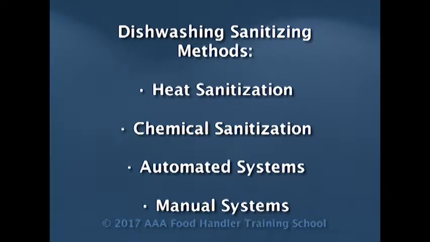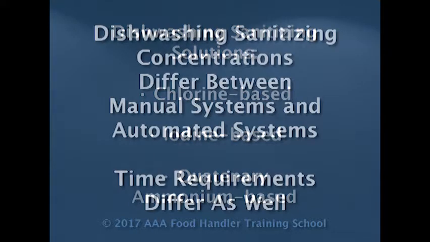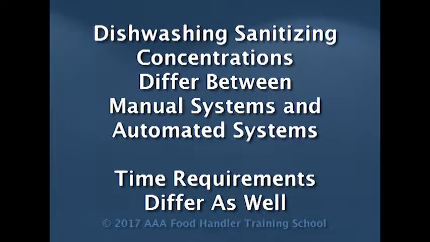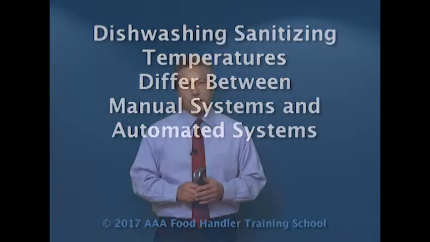First of all, there are heat sanitization systems, and there are chemical systems. Then there are the automated systems, and there are the manual systems. And then you have 3 different types of sanitizers: chlorine-based, iodine, and quaternary ammonium-based. And the manual systems use different concentrations than the automated systems for different lengths of time and exposure. And then in addition to that, in the heat systems you have variance in temperature. And the automated temperatures are different than the manual system temperature requirements. So when you put all that together, it can get quite confusing.